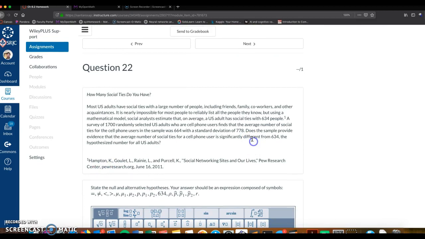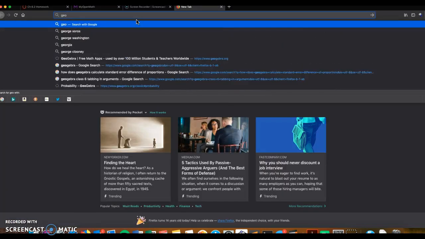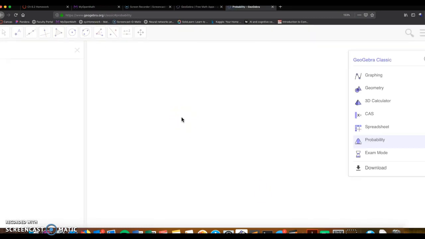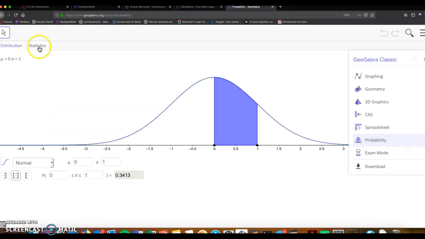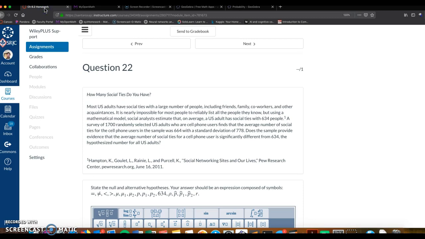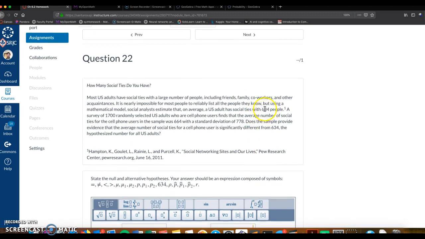All right, so I'm going to use GeoGebra. So let me open up GeoGebra. And don't forget, just Google GeoGebra and then click on probability. Once that opens, go to Statistic. And now we're going to figure out what situation we are dealing with. So right here in this situation, I have only sample data. So I only know the sample statistic and the sample standard deviation.